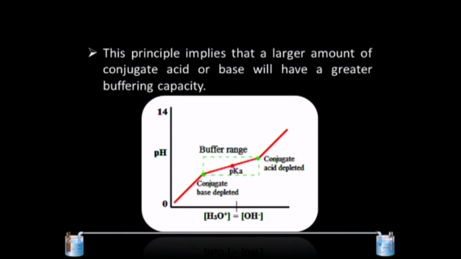This graph shows the relation between pH and the acidic-basic relation, that is H3O plus is equal to OH minus. In the beginning, we can see the pH increases and goes up to about pH 5. Then the change in pH can be observed as a slow reaction, followed by the conjugate acid being depleted. In the first case, conjugate base is depleted. In the last case, conjugate acid is depleted, and in such a case, the buffer range is shown by this green square. Rather, we can call it a rectangle, and the middle of this change represents the pKa of the solution.